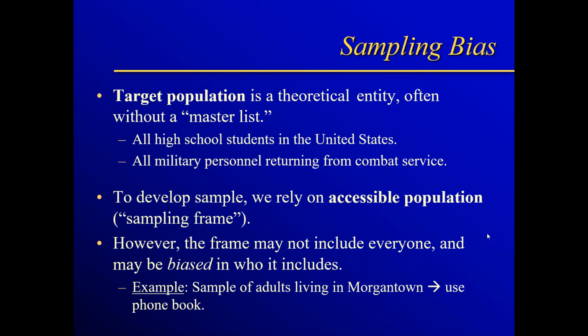Can someone tell me what the problem is of using something like a phone book? And why, if I use a phone book, it may be biased? Sydney? It's outdated. Let's say it's most up to date. So let's say we use the 2021 phone book. So it gets rid of that outdated problem. Can someone tell me who isn't in the phone book that lives in Morgantown?